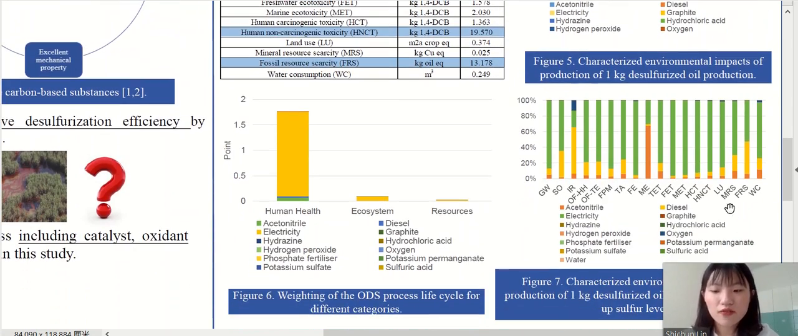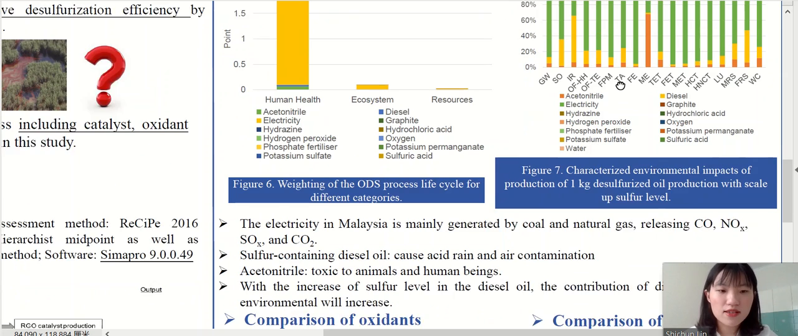In this study, the sulfur content is assumed to be 400 ppm. However, the sulfur level in the untreated diesel oil can reach 2,300 ppm or more. From this diagram, it shows with the increase of the sulfur level, the contribution of the diesel oil to the environment will increase. So the desulfurization process is necessary.